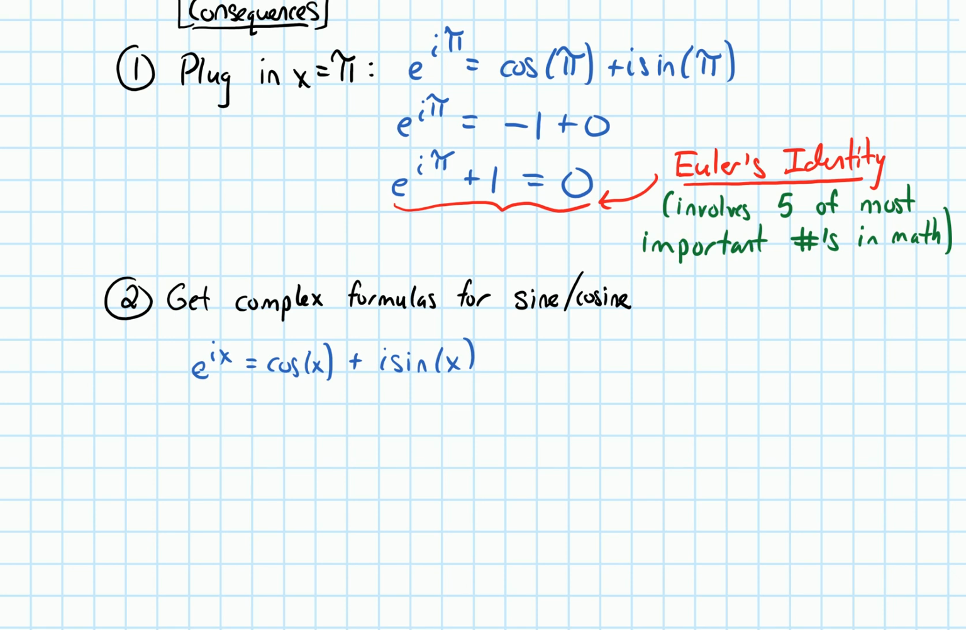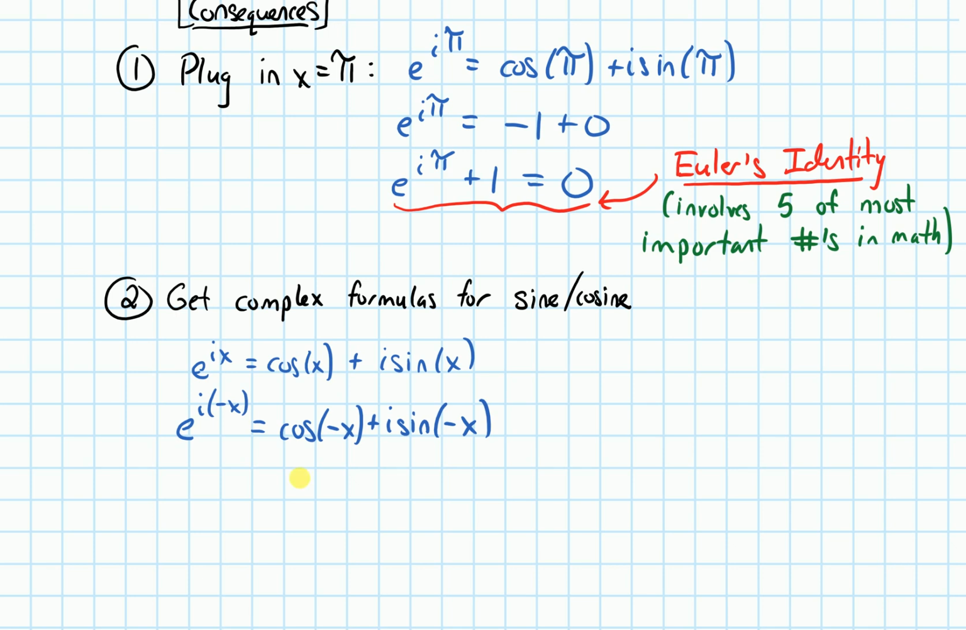And then what I'm going to do with this is I'm going to replace x with -x. So I'll get e to the -ix, and I'm going to go ahead and substitute a -x to the right-hand side. Cosine of -x plus i times sine of -x. Euler's formula is true for any value of x, so no matter what I plug in for the x, it should be true. And I'm just plugging in -x for the x.